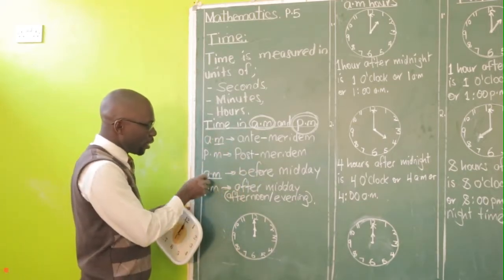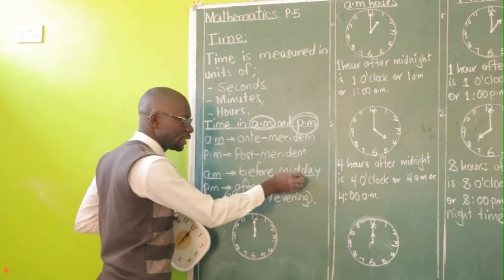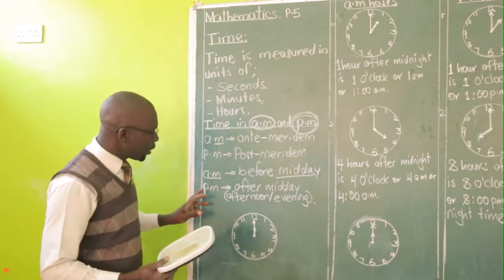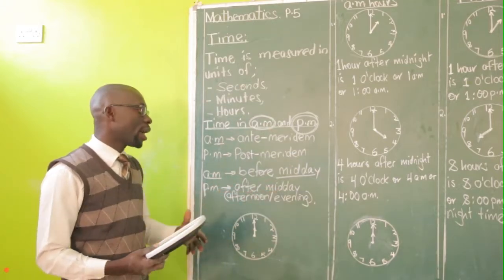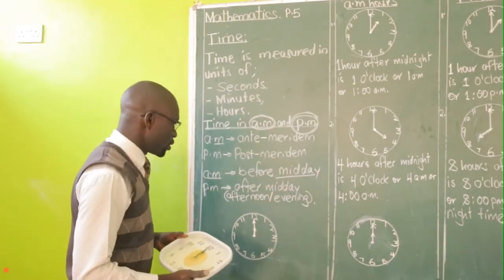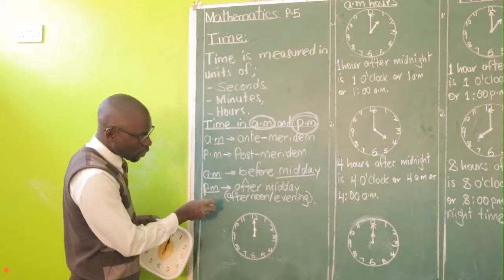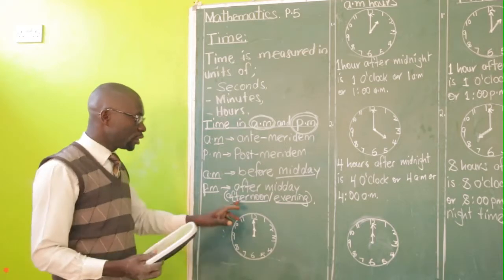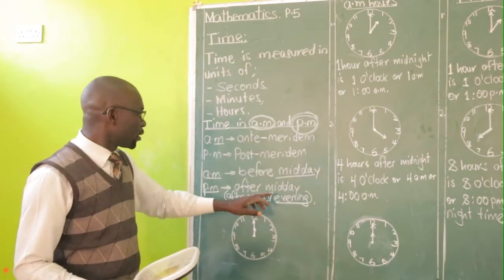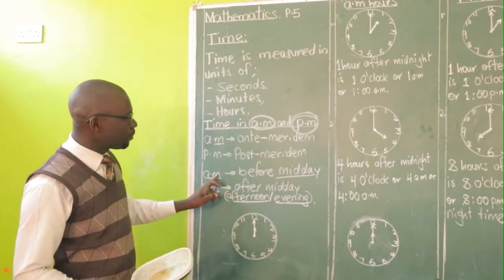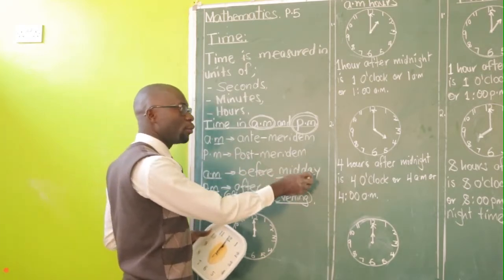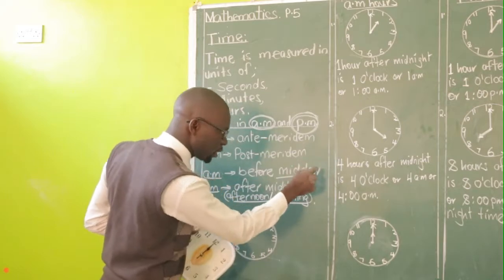So AM can mean time before midday, after midnight and then before midday. And then PM after midday and before midnight. So we use PM when it's afternoon and then evening. That's why I put here afternoon and evening. Just going back a bit, AM is used for time from midnight to 1 minute to midday.